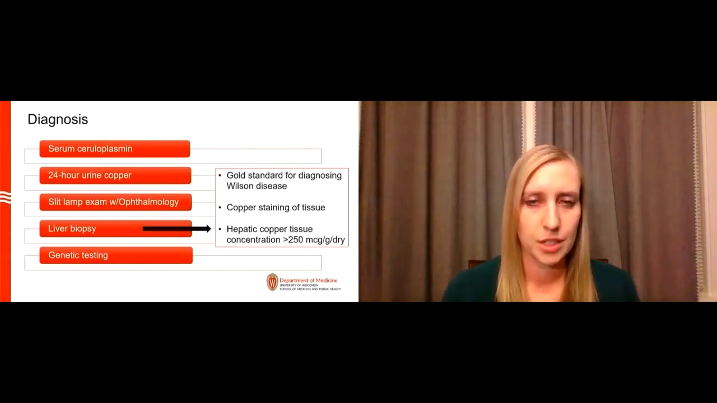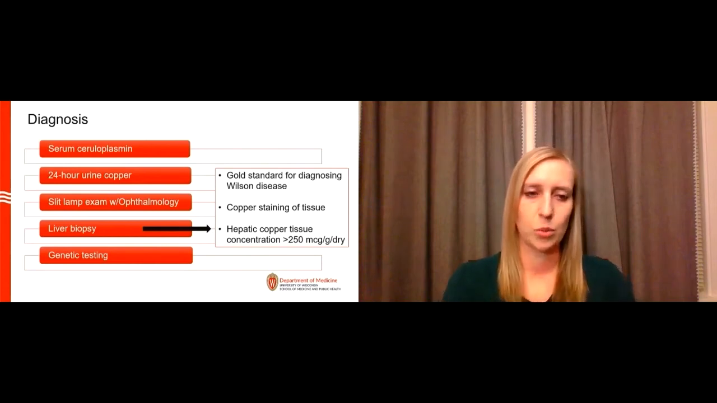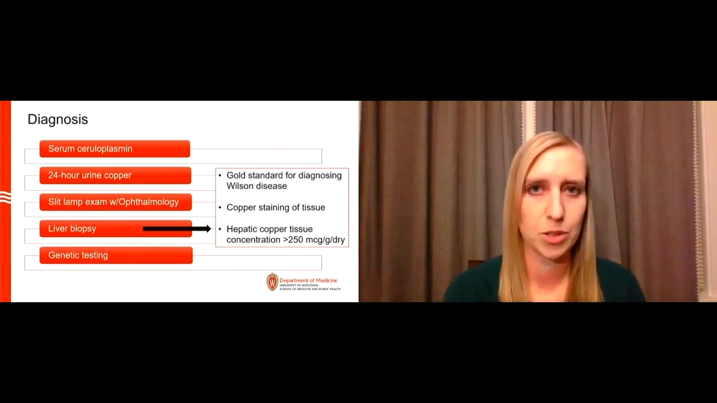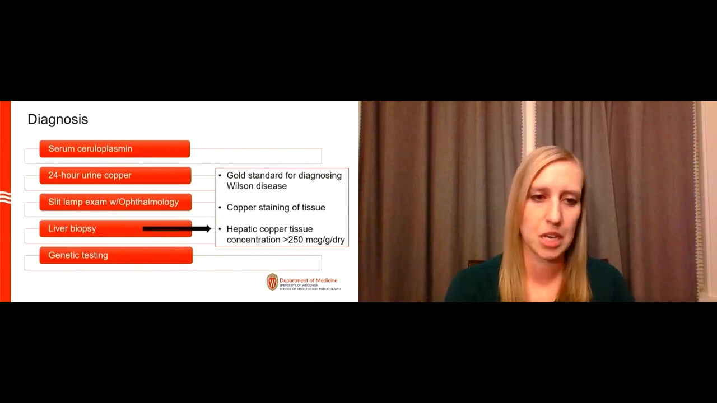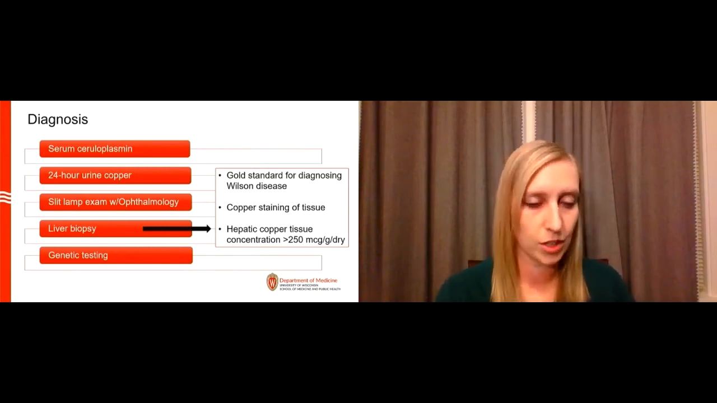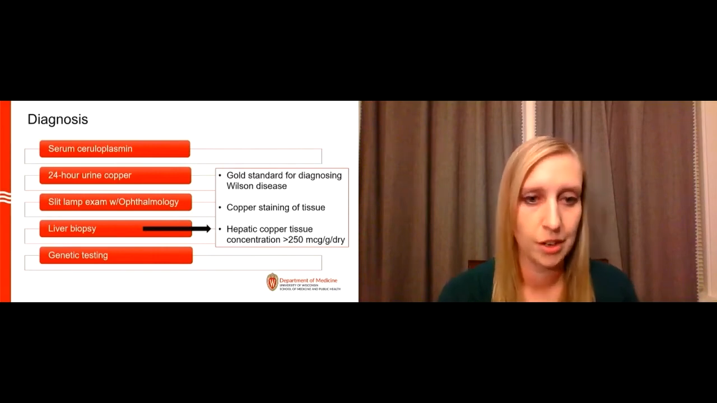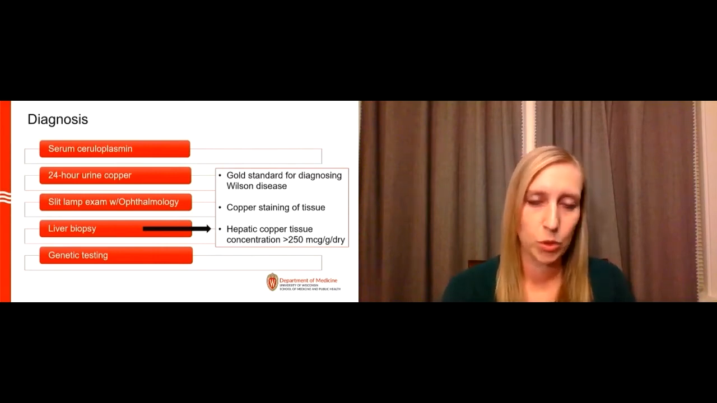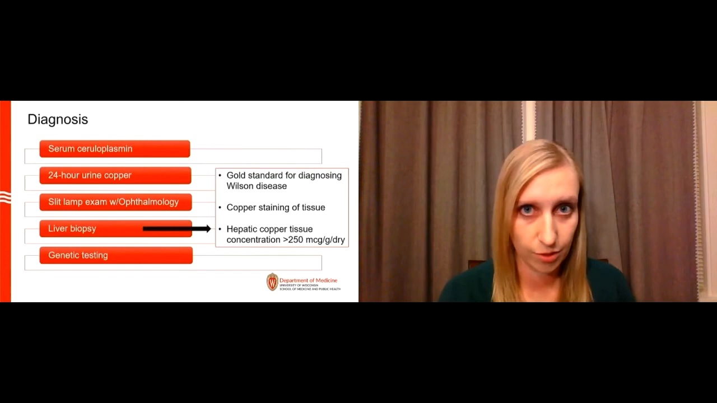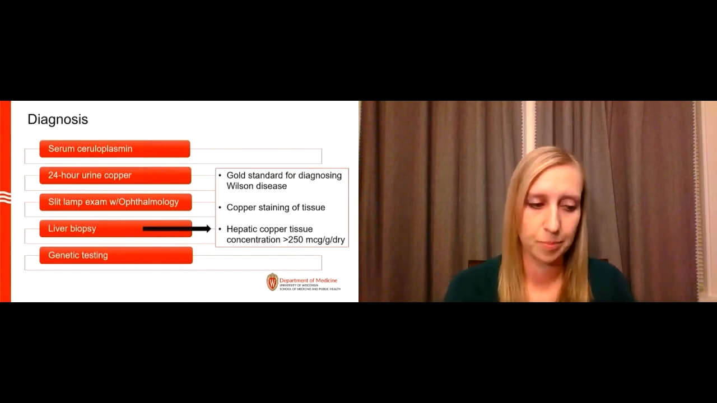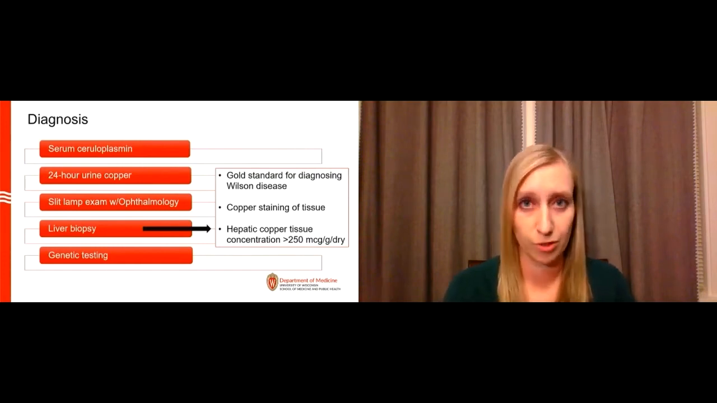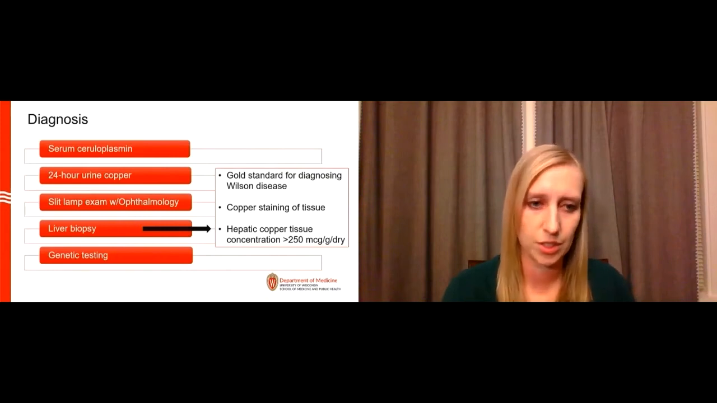Liver biopsy is considered probably the gold standard for diagnosing Wilson disease. You can do copper staining of the tissue when you get a biopsy, although this is not as good of a test as doing an actual copper tissue concentration on the liver biopsy. So greater than 250 micrograms per gram dry weight is diagnostic of Wilson disease, although even amounts greater than 50 warrant consideration of this disease. So this test is very helpful. Next slide.